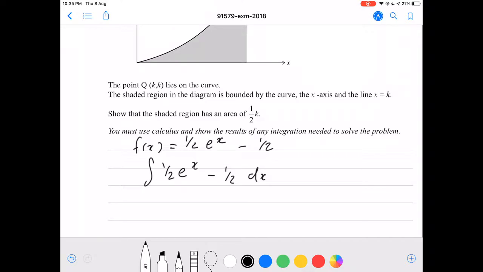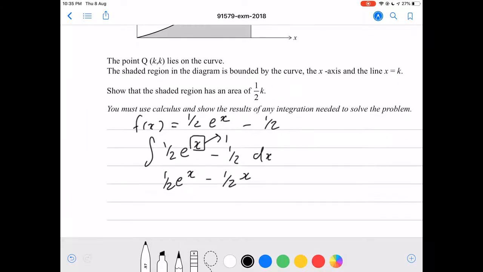Alright, so 1/2 of e to the power of x, if you differentiate that, you'll still just get 1/2 e to the power of x, because the differentiation of x is just 1. 1/2 of e to the power of x divided by 1 is still just 1/2 of e to the power of x. So 1/2 of e to the power of x minus 1/2 of x. It's a definite integral, so we don't need our plus c at the end.